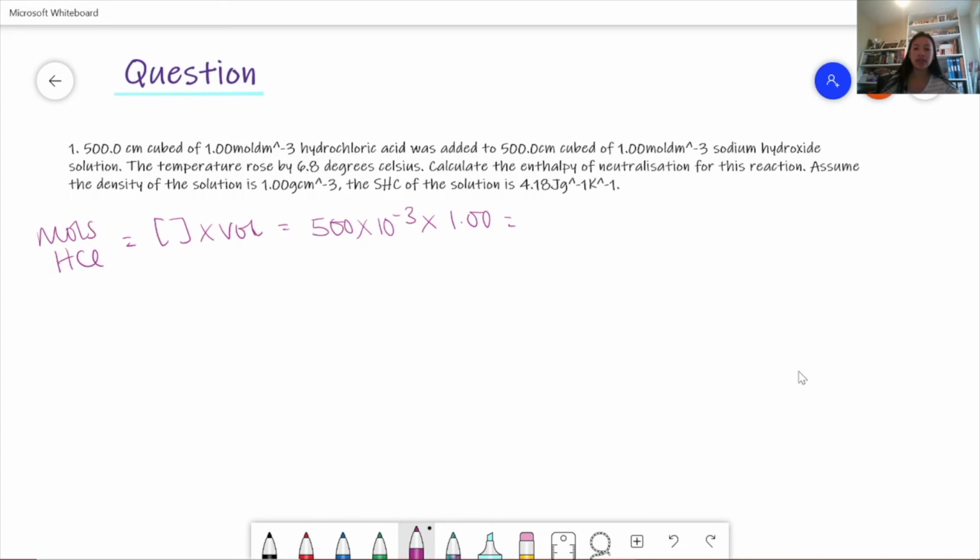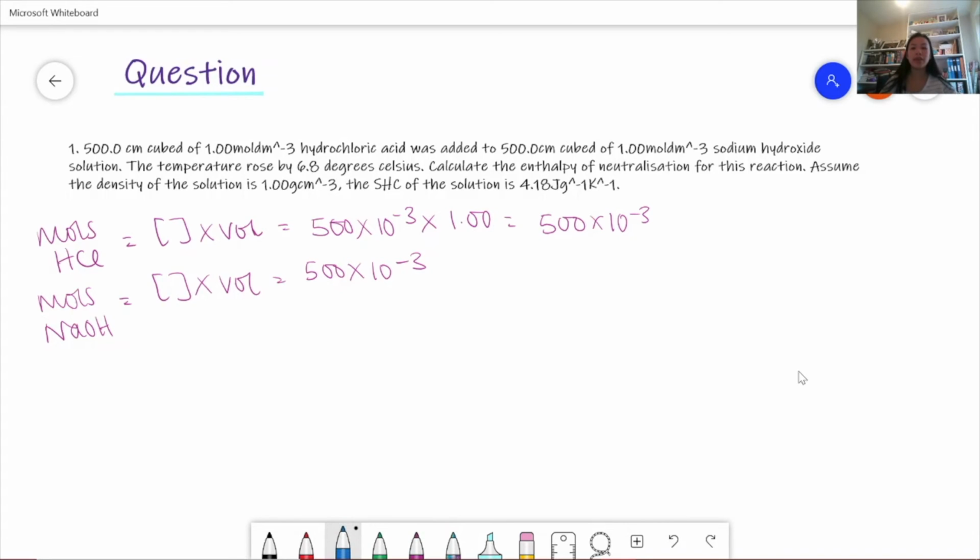And this gives us 500 times 10 to the minus 3. And then we do the same for the sodium hydroxide. And this is actually exactly the same, 500 times 10 to the minus 3.